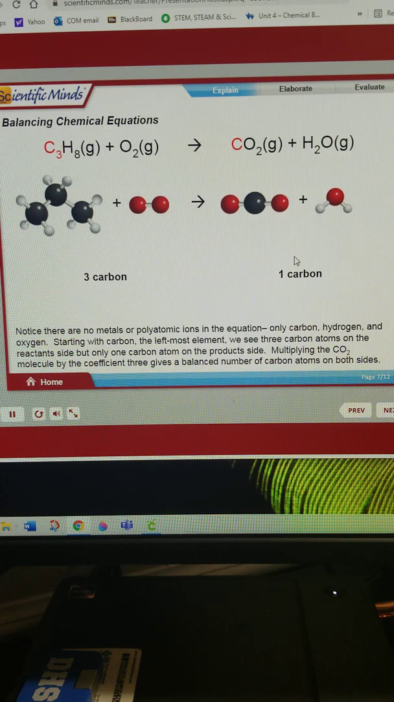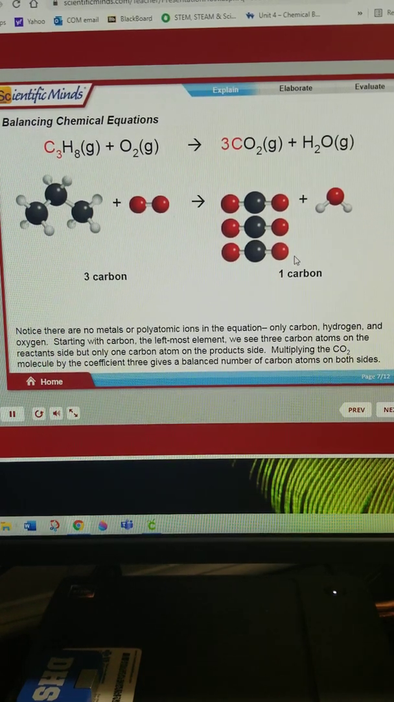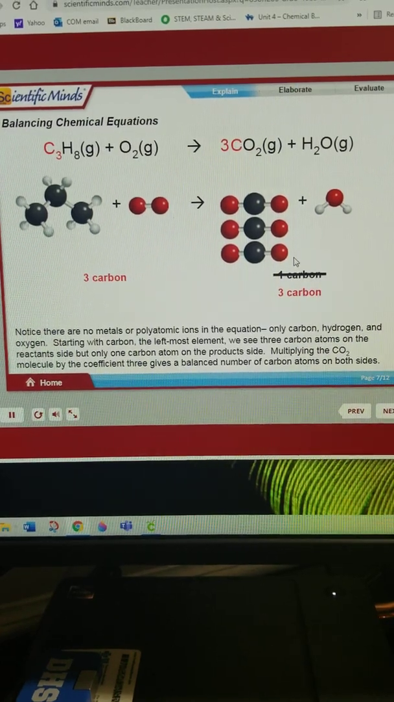Notice there are no metals or polyatomic ions in the equation, only carbon, hydrogen, and oxygen. Starting with carbon, the leftmost element, we see 3 carbon atoms on the reactant side, but only 1 carbon atom on the product side. Multiplying the CO2 molecule by the coefficient 3 gives a balanced number of carbon atoms on both sides.